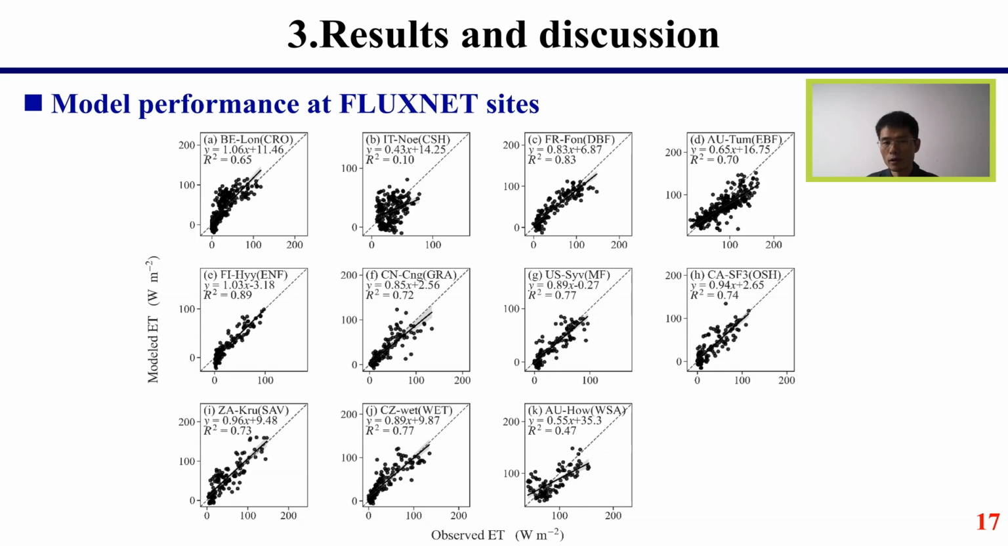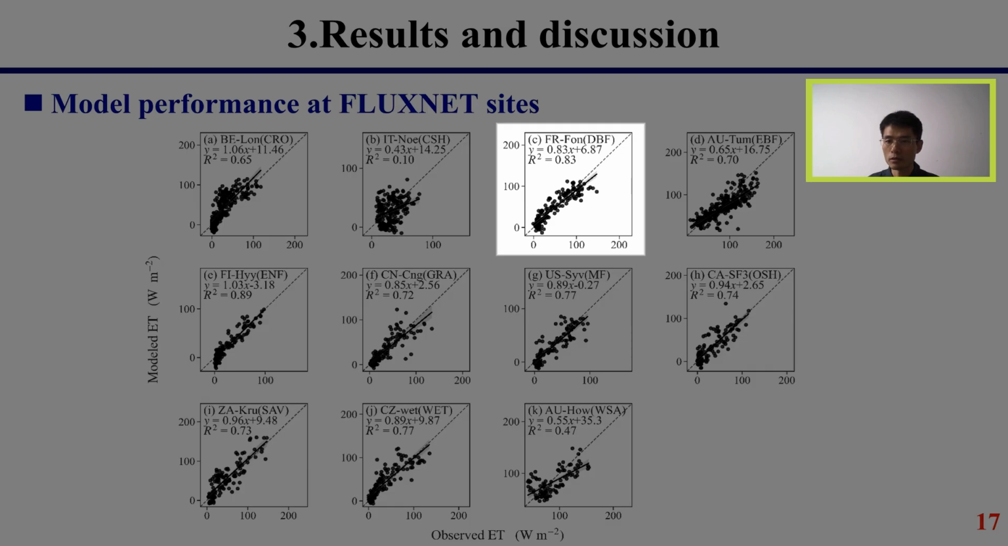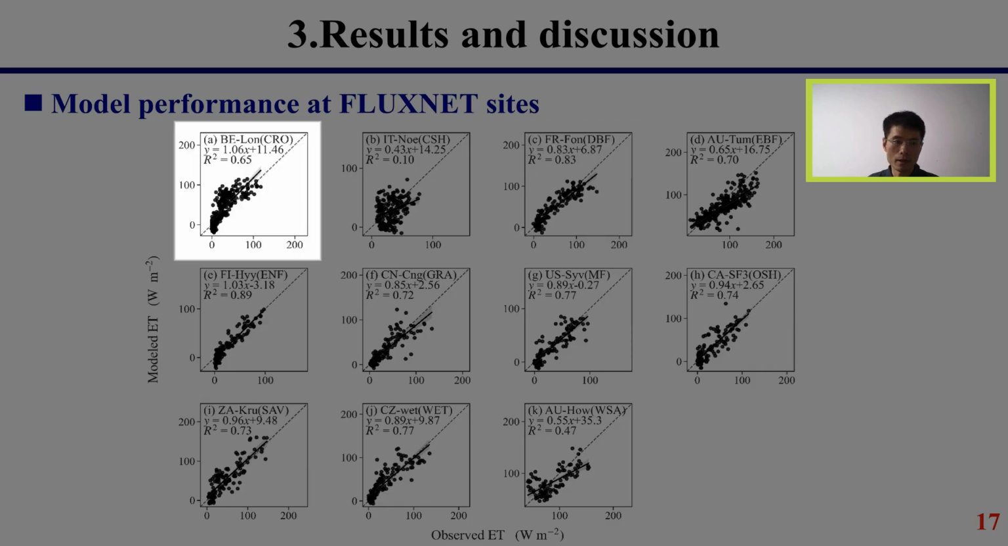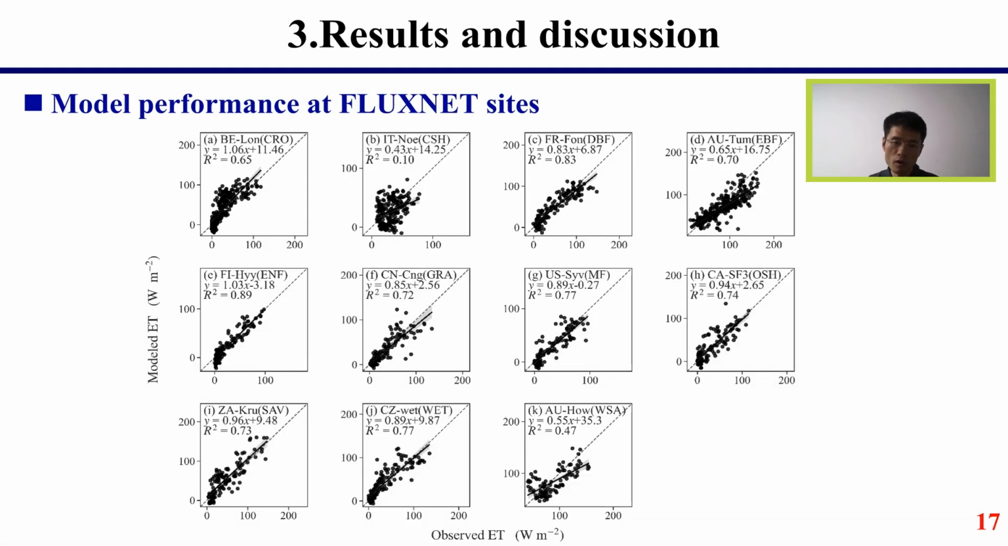But considering the closed shrubland and the woody savanna, the vegetation background biomass is not that big compared with forests like deciduous broadleaf forest, and also croplands. So model performance should also vary with biomass, because our model is based on SIF. SIF can well reflect photosynthesis. If photosynthesis is high, like in forests, then the model error should be low. So this is the general performance at the FluxNet sites.